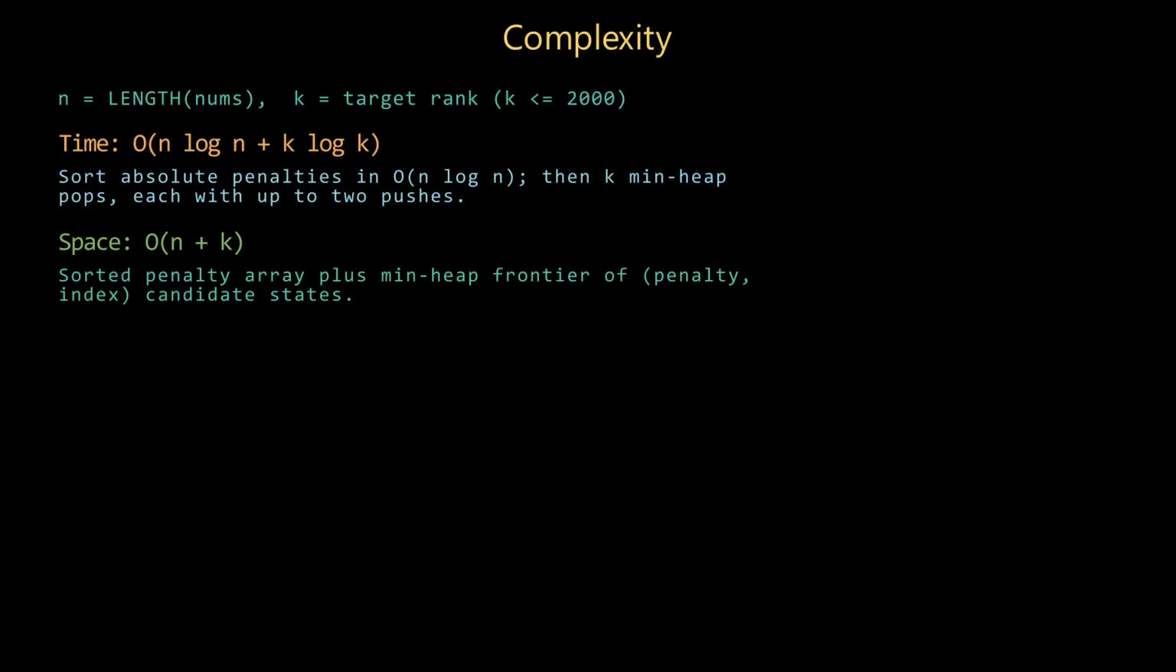Let n be the array length and k the rank we need. Time is O of n log n plus k log k. We sort the absolute penalties, then perform k min heap extractions, each pushing at most 2 new states. Space is O of n plus k for the sorted array and the heap frontier.